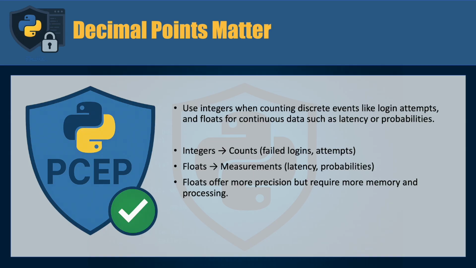Using integers when counting discrete events like login attempts, and floats for continuous data such as latency or probabilities, is recommended. Integers you should use for counts. Floats you should use for measurements where you want more precision. Remember, floats offer more precision but require more memory and processing.